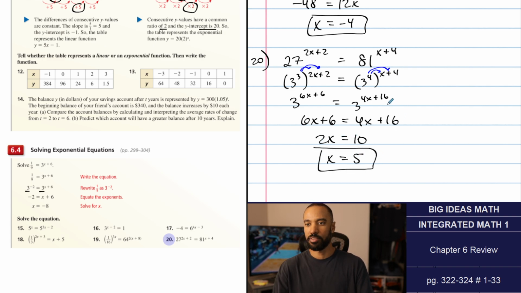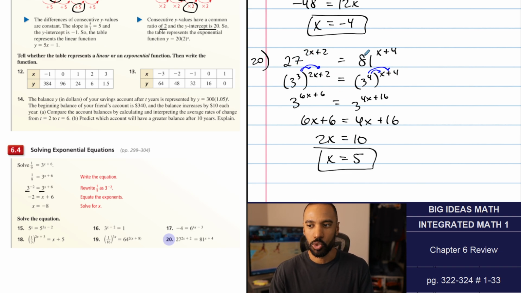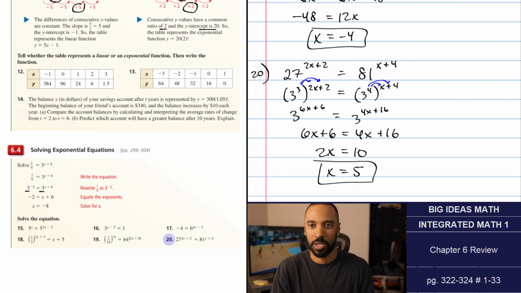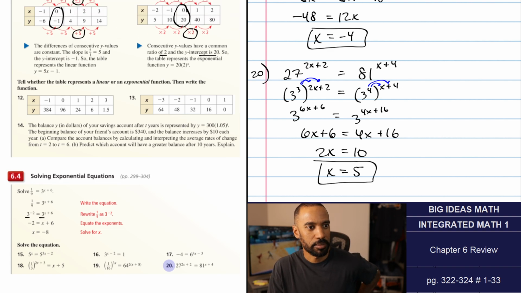Now, I didn't double check any of these. By all means, go ahead and double check. The problem is these numbers will get so massive, it's almost not worth checking. But 27 to the 12th apparently is the same as 81 to the 9th. Who knew? Those are big numbers. I mean, huge. Your calculator will probably go like, what are you doing? But yeah, really, really big.